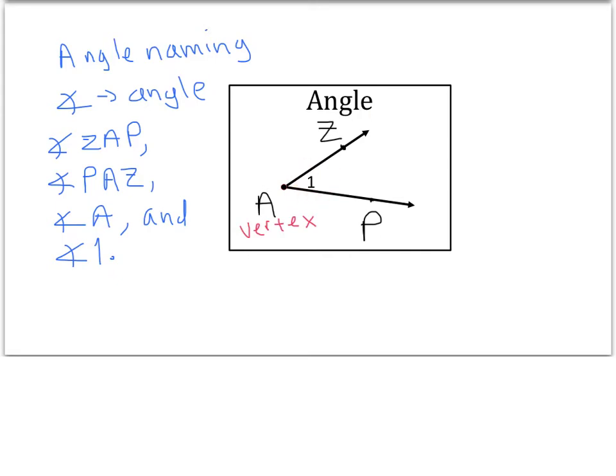Something that I want to point out, notice that if you're going to use 3 letters, the vertex letter always goes in the middle of the 3 letters. Because that's the vertex. That's why that letter has to always go in the middle. You cannot call this angle AZP. That is not true because Z is not the vertex. A is the vertex. So keep that in mind.